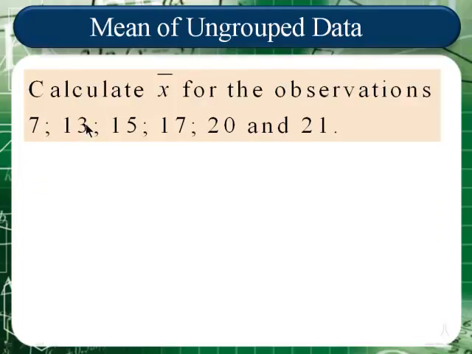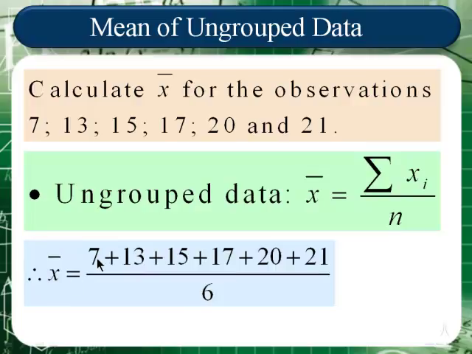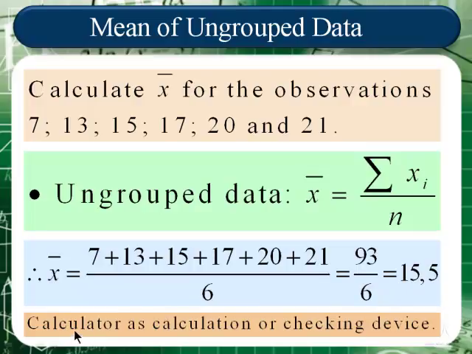So assume we have these 6 observations and we want to find the mean. And because it's ungrouped data, the formula that we use is that the mean is the sum of the observations divided by the sample size. So we simply add all the observations and divide it by 6. And this sum is 93 divided by 6. It's 15.5 or 15,5.